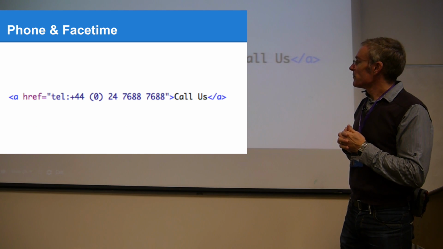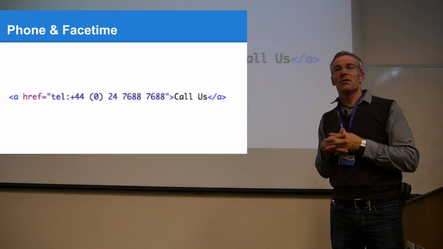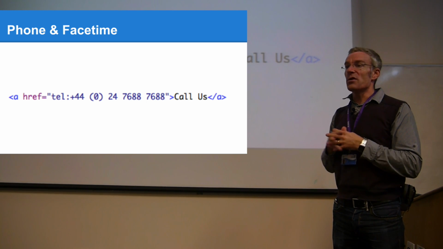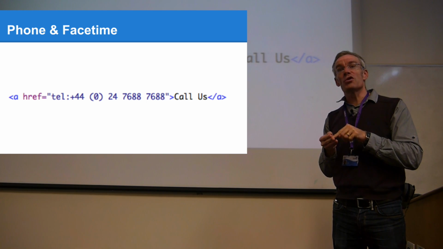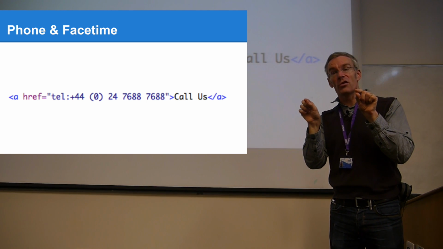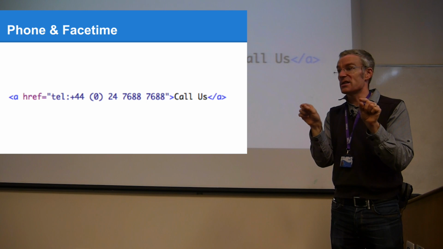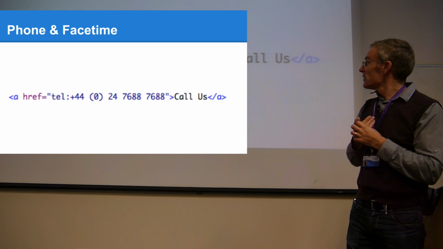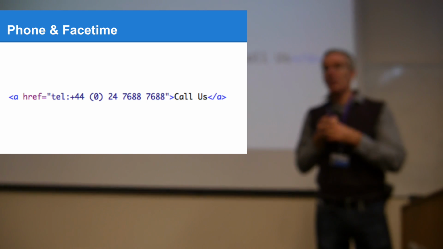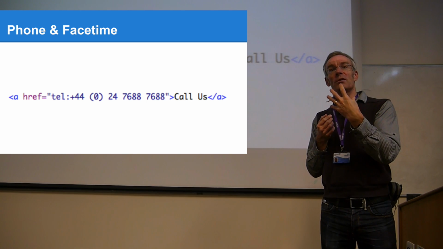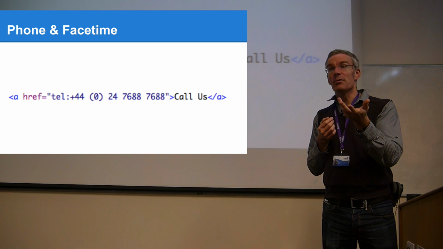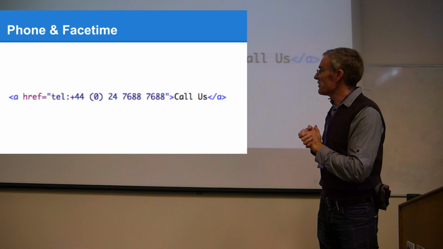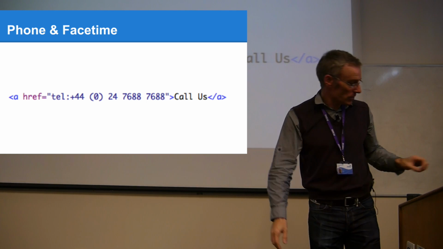Phone numbers, the tel prefix. Obviously you've got to be careful. If you've got a number from the phone, you need to make sure you put the international dialing code in front of it, because you've got no idea where in the world you're going to be accessing this from. So make sure you put the full international dialing code in there. And if they tap on that, it pops up a message saying, do you want to call? They click on yes, and it phones the number for them. So you can integrate the phone app into your application.